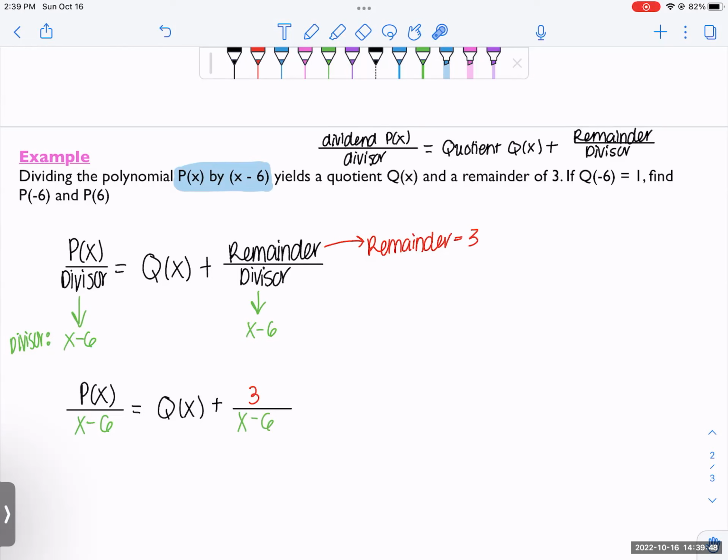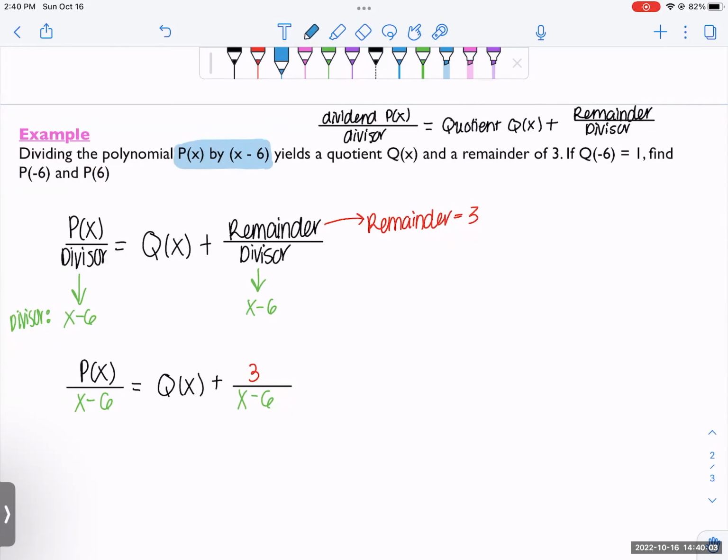At this point, I've written down the things I know, and that's what I'm really trying to do here. I'm just trying to almost word vomit the knowledge that I have onto my paper and see where to go. I know I'm trying to find p of negative 6 and p of 6. That is what I want, and maybe I'll make a list. We want p of negative 6 and p of 6. We don't know what those polynomials are. We can't just plug negative 6 and 6 in. And the other piece of information we haven't used yet is that q of negative 6 is equal to 1.